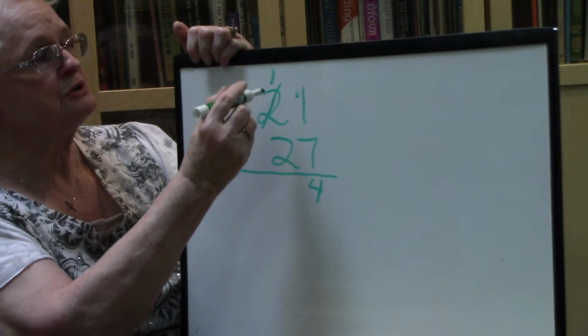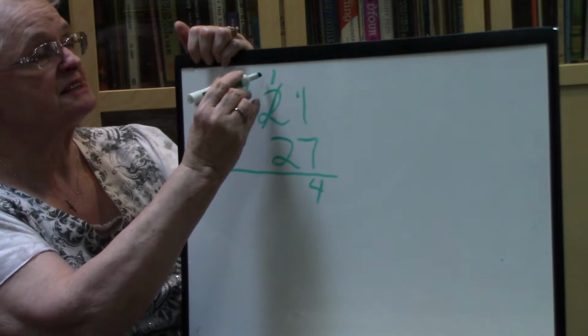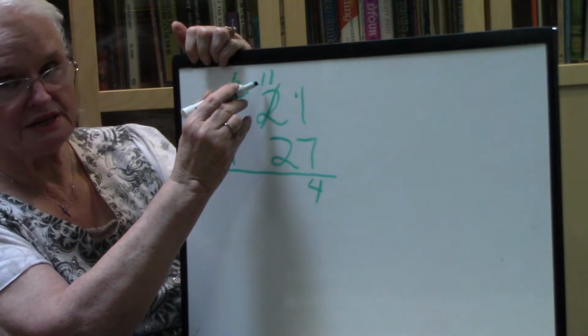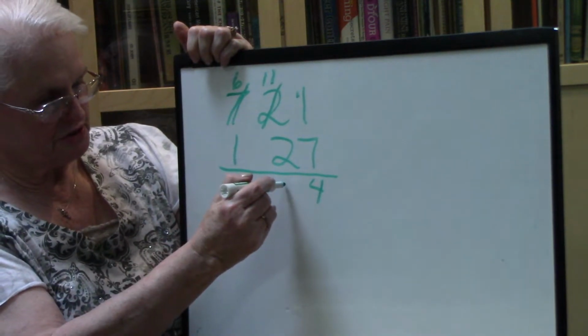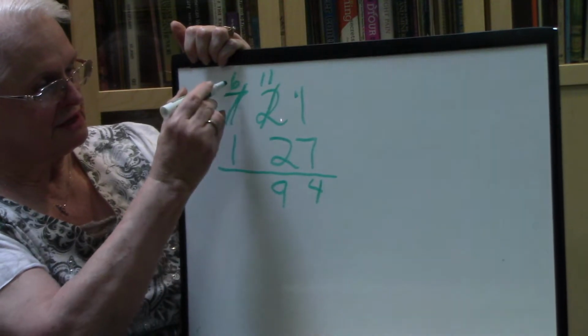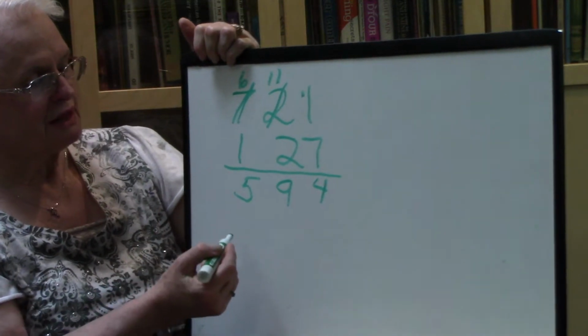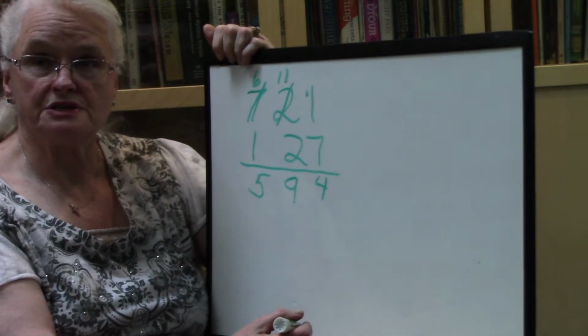1 take away 2 we can't do, so we have to borrow from the 7, make it a 6, move 100 over to the tens, making it 11 tens. 11 take away 2 is 9, and 6 take away 1 is 5. So, let's pick another number. Pick another 3-digit number, Daryl.